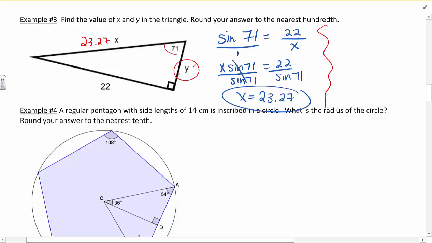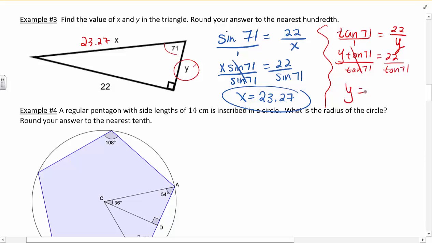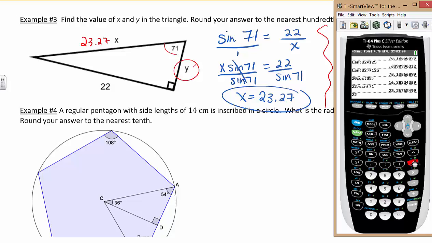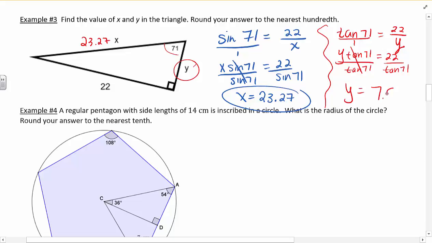And this is opposite. Opposite and adjacent is tangent. So tan of 71 equals 22 over y. Cross multiply. y times tan 71 equals 22. Divide to solve for y. And 22 divided by tan 71 gets me 7.575, which is going to be 7.58. Voila.